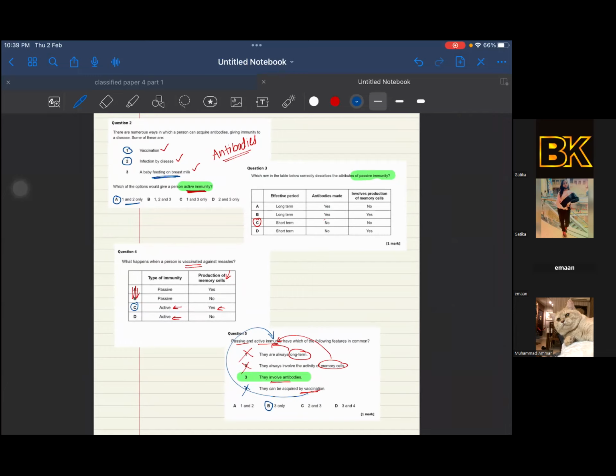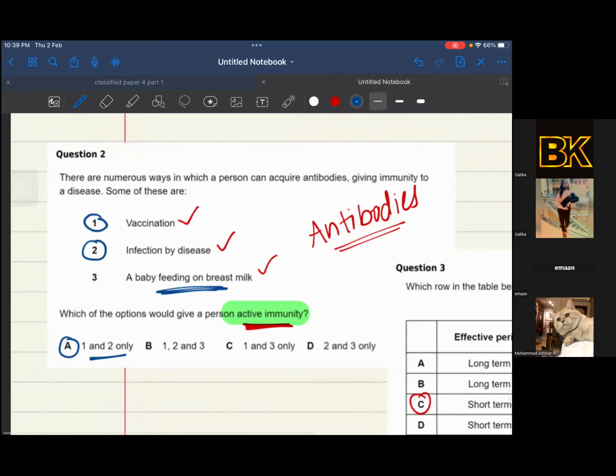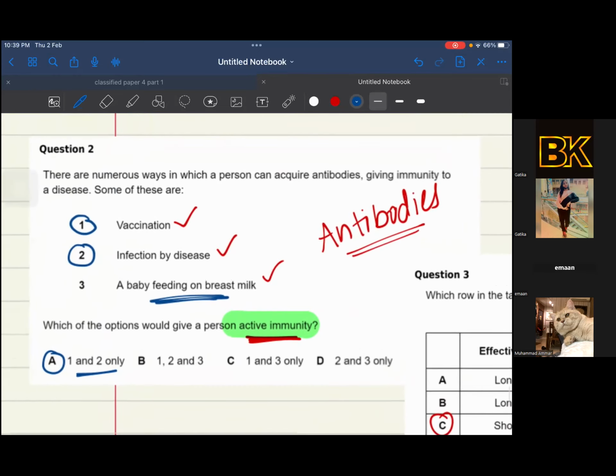No, not really. Iman, any confusion in any of these questions? Can you explain the first one? The first one, this one, yes. It says there are numerous ways in which a person can acquire antibodies giving the immunity to a disease. Some are vaccination, infection, and breastfeeding.